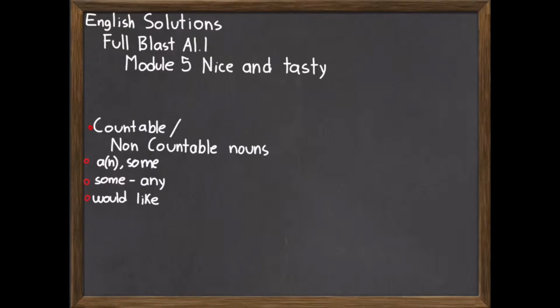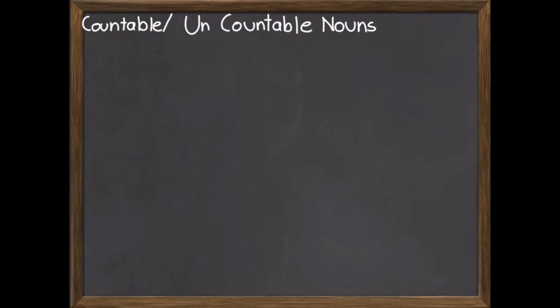The phrase would like, how to ask questions with this phrase and how to answer with this phrase, and the questions how much and how many. What's the difference between these questions and how we use them. So let's begin. First, let's start with defining what countable and uncountable nouns are.